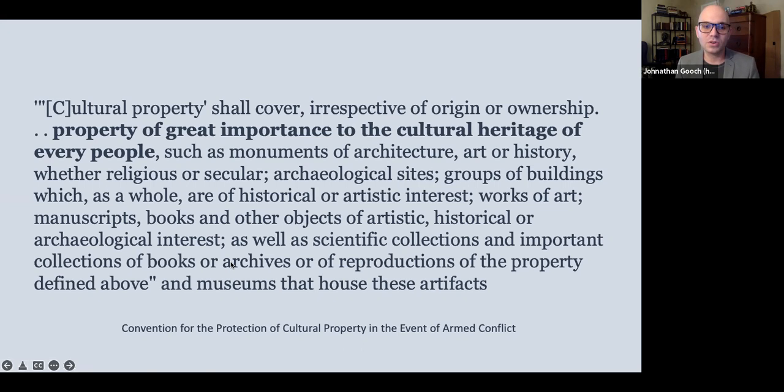I put this definition up because it's not really much of a definition, is it? It's more of a list. I think the fact that the authors of this treaty struggled to define cultural property in a simple way is an interesting conundrum, a problem faced with protecting cultural property, because what we define as cultural property almost seems intuitive.